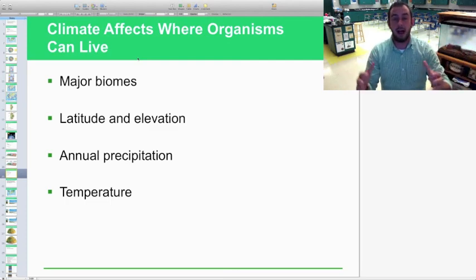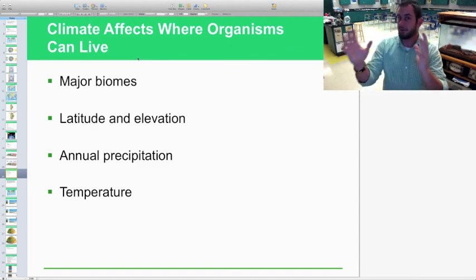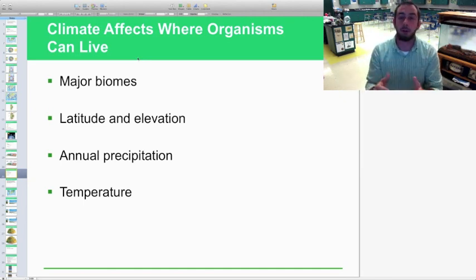All right. So climates affect where organisms can live. Obviously, we talk about climates a lot in this section. Major biomes are formed because of weather and climate, latitude and elevation changes, annual precipitation, and temperature. All those things affect where an organism can survive. Remember, we're talking about some of those abiotic factors in our zone of tolerance and zone of intolerance, looking at the tolerance of organisms. Well, temperature and precipitation are huge in that.